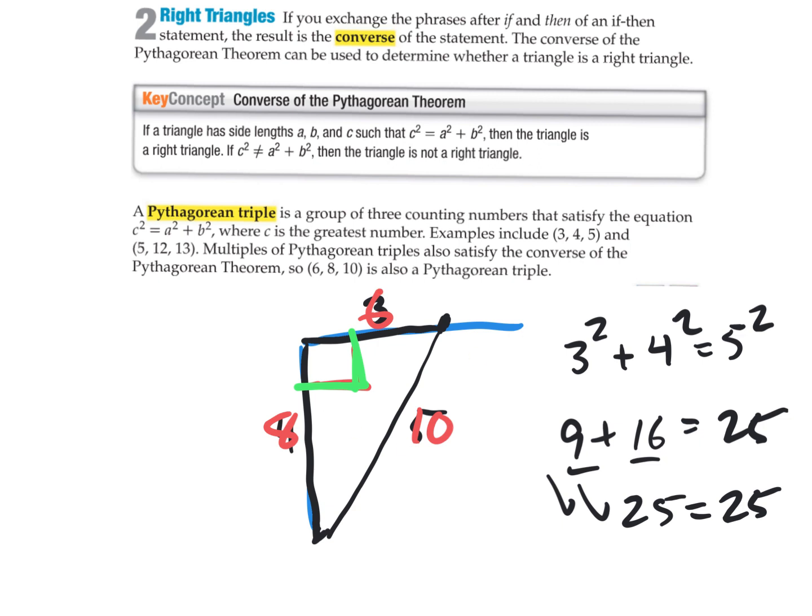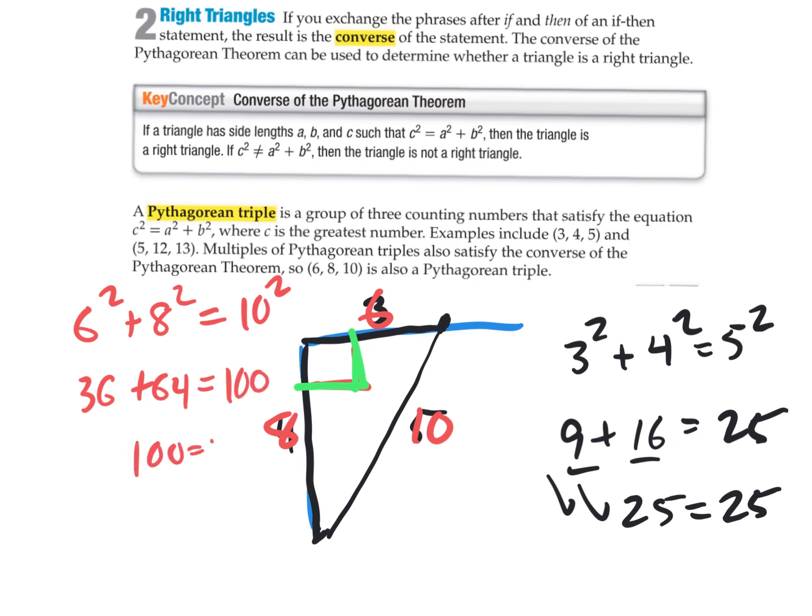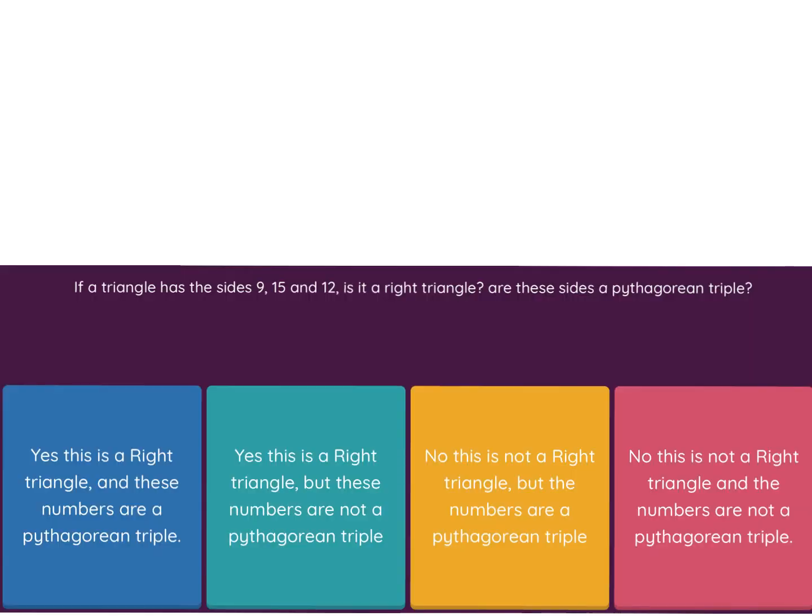If you double check that, like if you went 6 squared plus 8 squared, it will equal 10 squared, right? That's 36 plus 64. That really does equal 100. 100 does equal 100. So the Pythagorean triple 3, 4, 5, you could multiply it by whatever you want, and it'll still give you a perfect 90-degree triangle, okay? So how are we going to use this on questions? Let's check it out. Here it is.